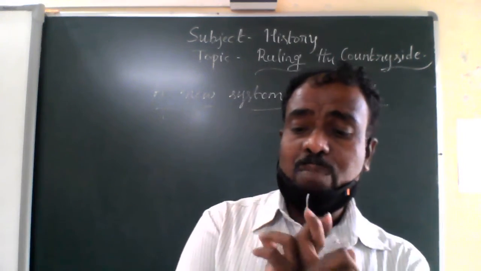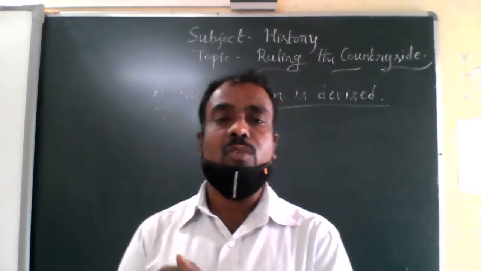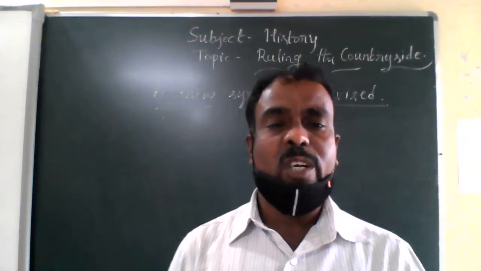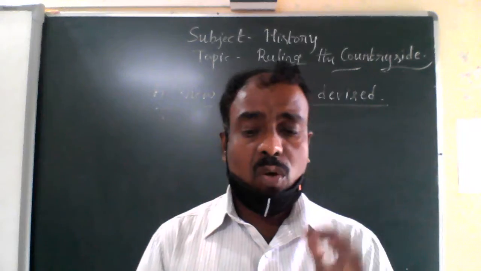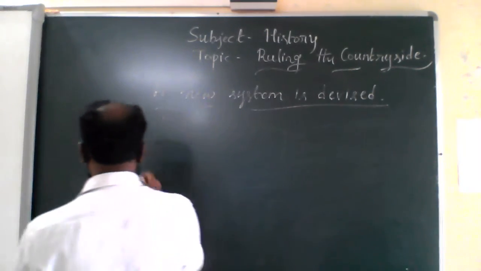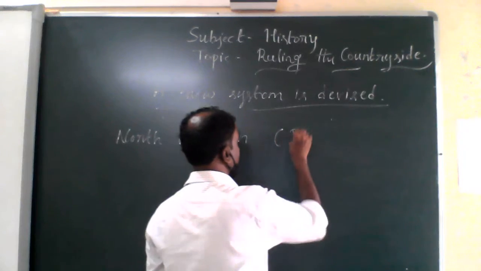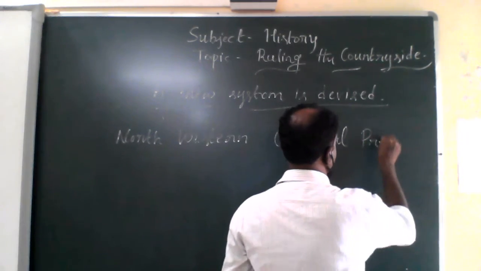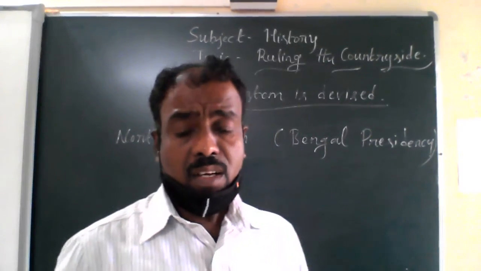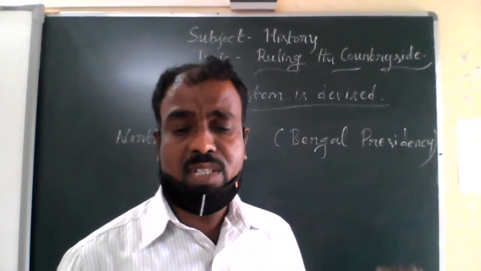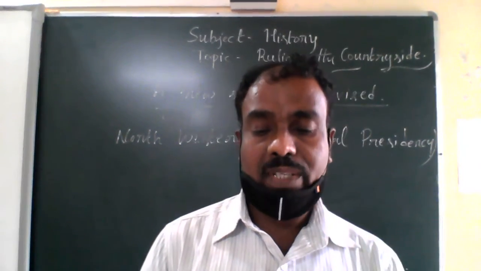So in the northwestern provinces of Bengal especially, we already know that the entire British territory in our subcontinent was divided into different administrative units called presidencies. One of the presidencies was the Bengal Presidency. See here, most of the northwestern provinces of this Bengal Presidency, which at present we can see in Uttar Pradesh.